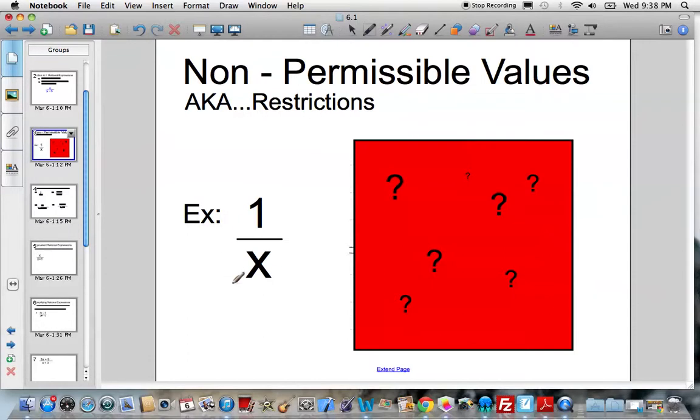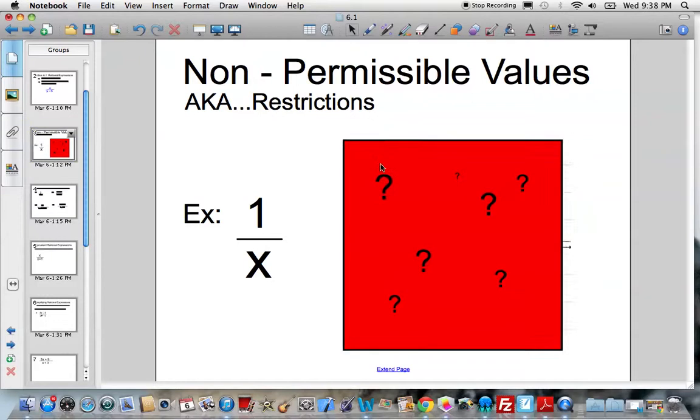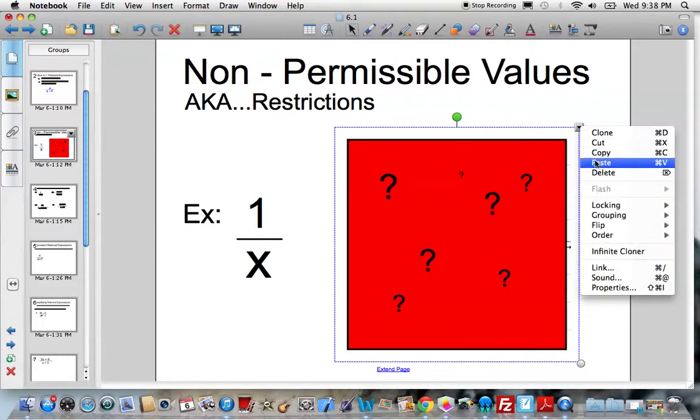So here's an example of a rational expression. Try to think of some value that you'd put for x where this thing wouldn't exist. You all probably guessed it: if you had 0 in the denominator, of course we cannot divide by 0. If you try it on your calculator to get 1 divided by 0, you'd get a math error or whatever.